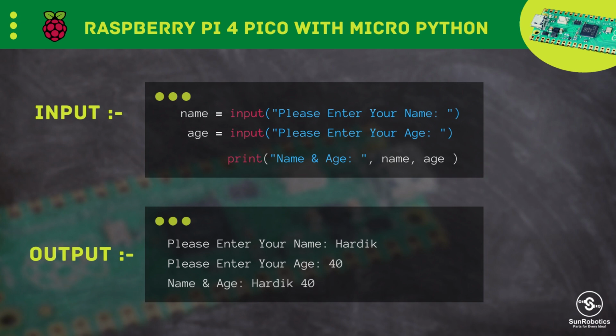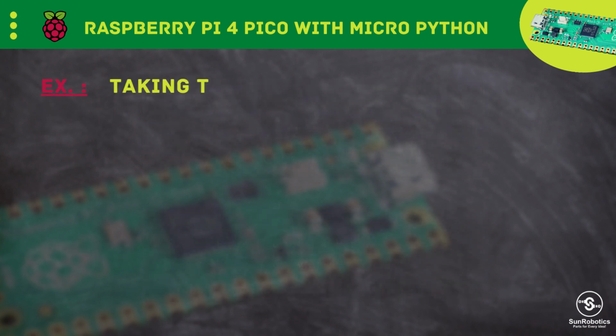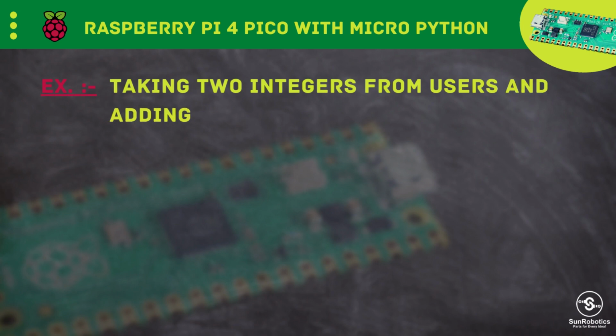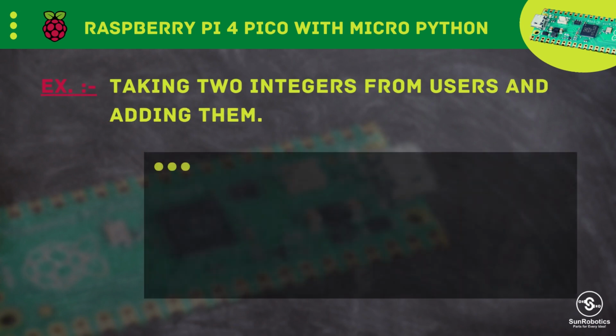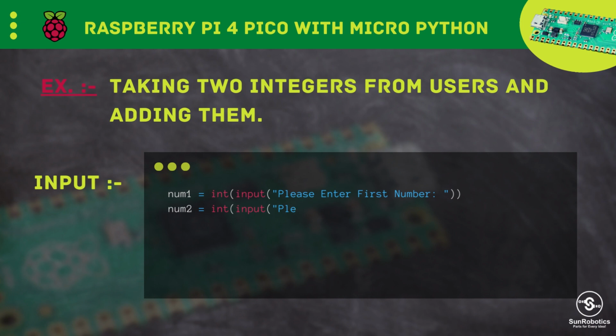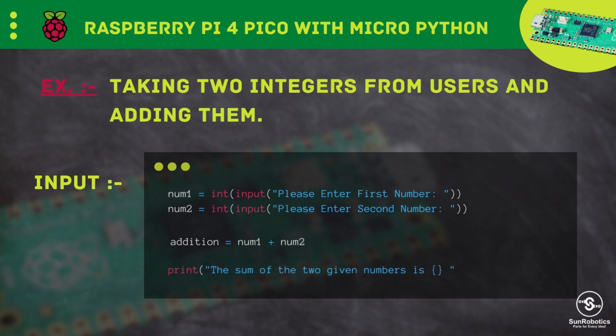Now let's see the second example. I want to take two integers from the user and add them. To take integer input we will be using int along with Python input. Taking number 1 from the user as int. Taking number 2 from the user as int. And then adding num1 and num2 and storing them in the variable addition. And print the sum of the two given numbers is, format addition.